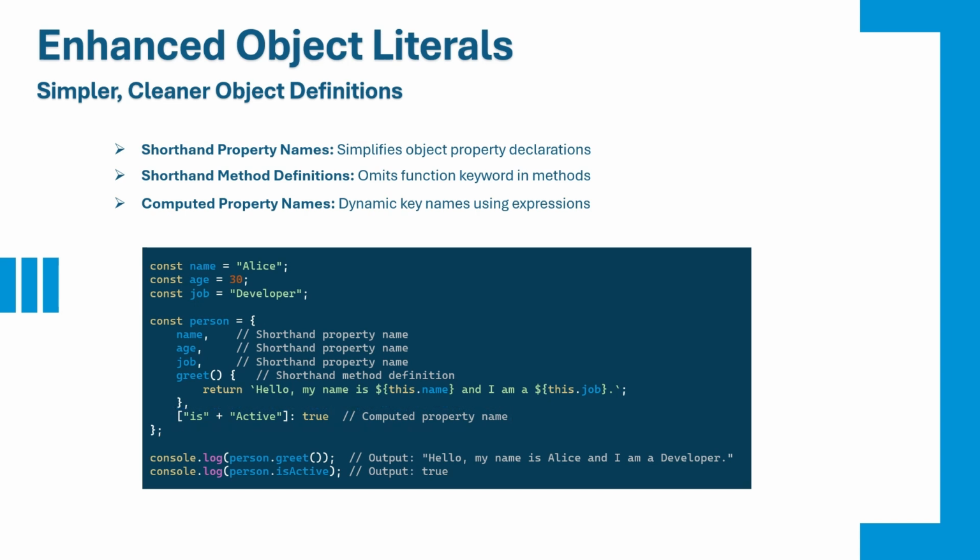In summary, enhanced object literals reduce the need for repetitive code, allowing for simpler and more readable object definitions by utilizing shorthand syntax, direct method definitions, and dynamic keys. This feature is especially useful in scenarios where objects rely on external variables, or when object properties need to be calculated.